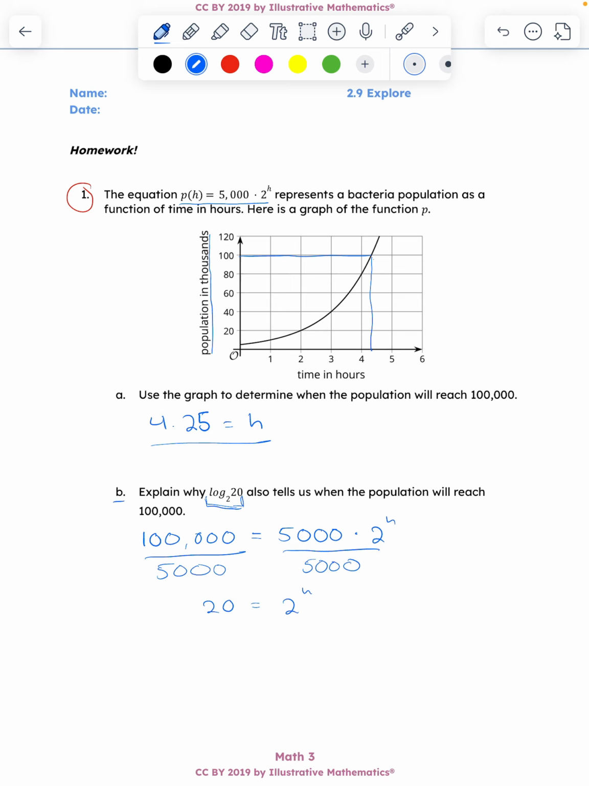I then use my definition of logarithms to rewrite this in logarithm form. I'm going to take a log with a base 2 of 20, and that's going to give me H. Oh, hey, that is exactly what I was hoping to find.